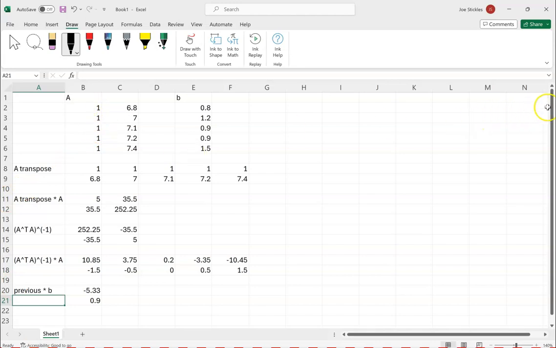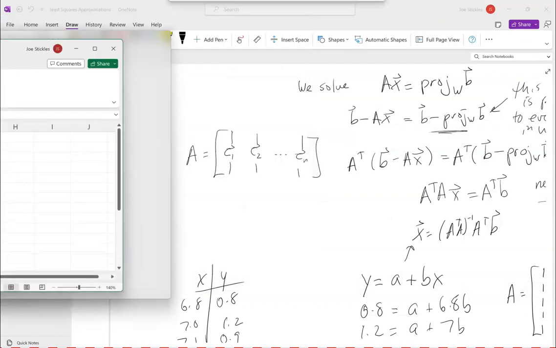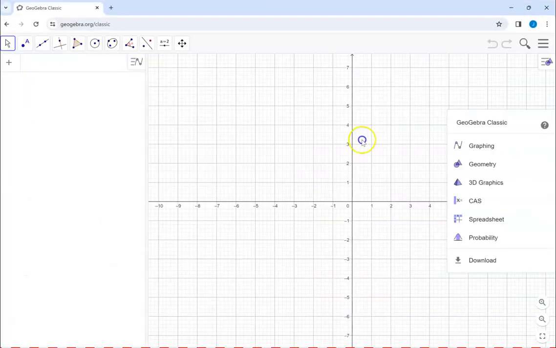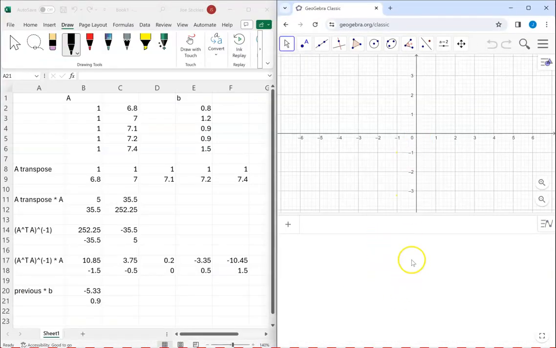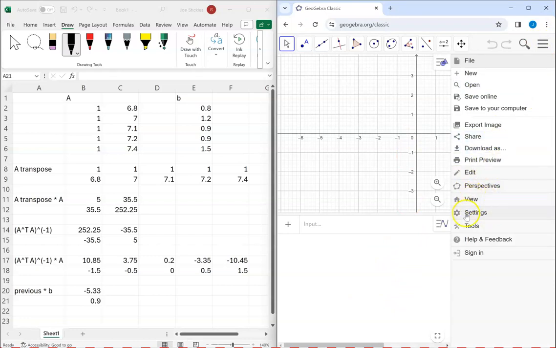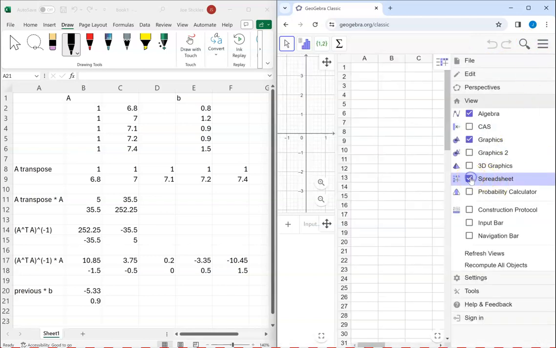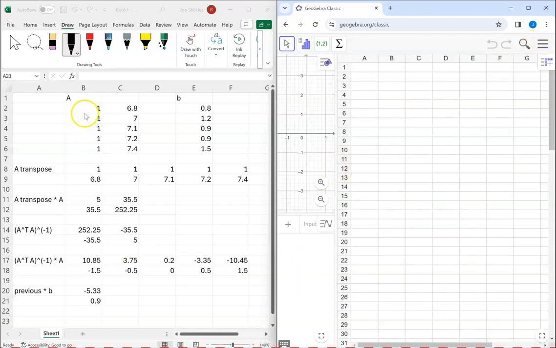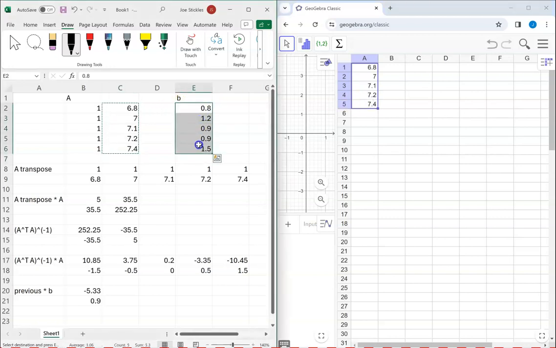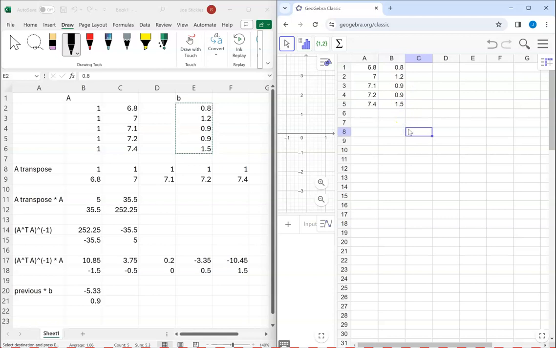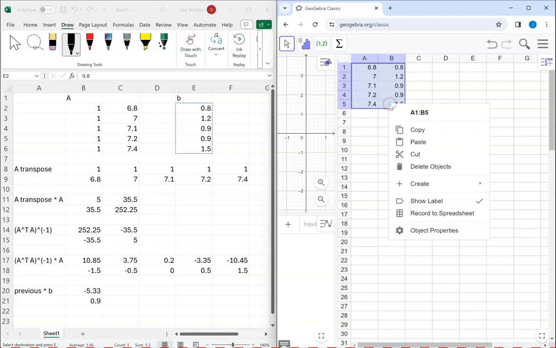All I'm doing right now is just copying and pasting over into GeoGebra, so that I can show you what the whole thing looks like.